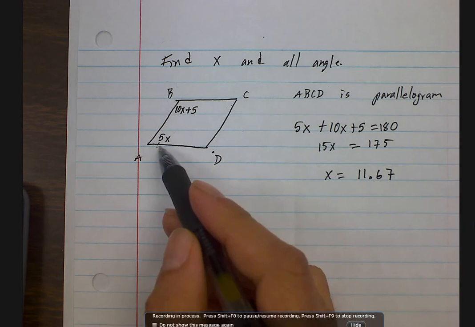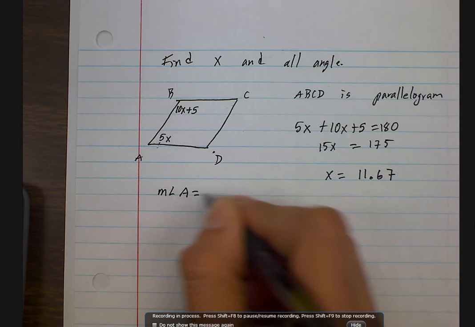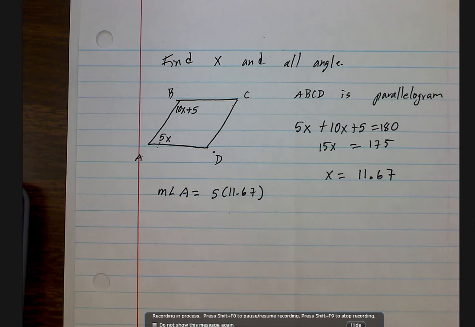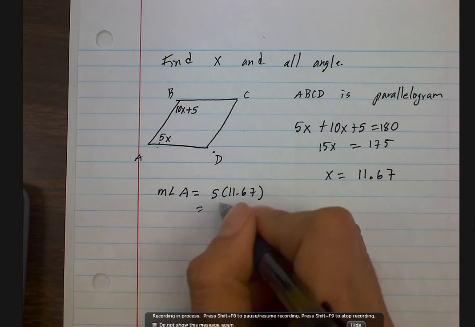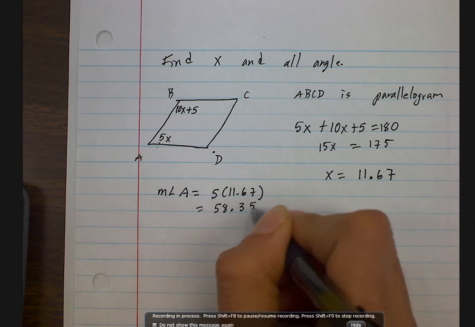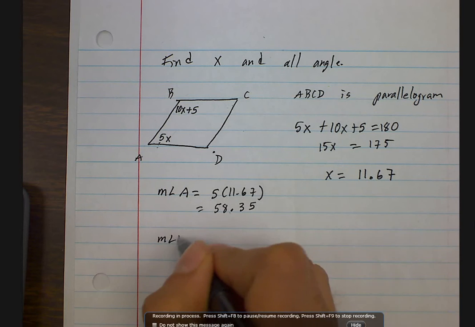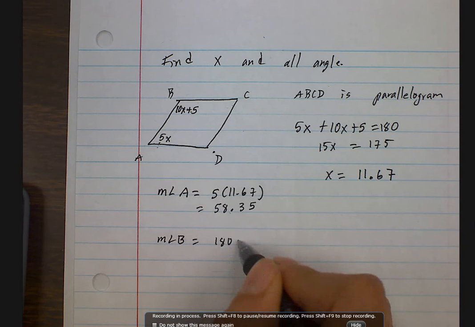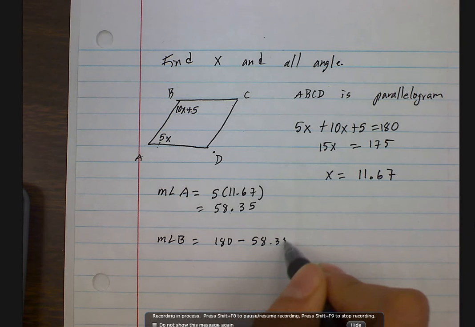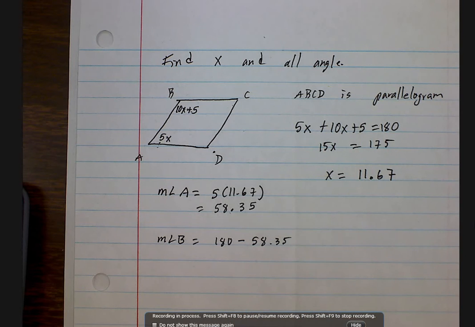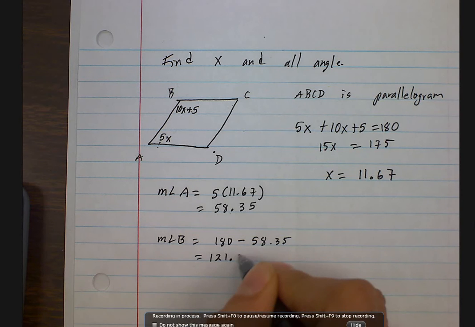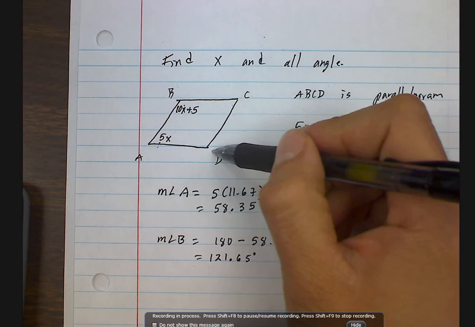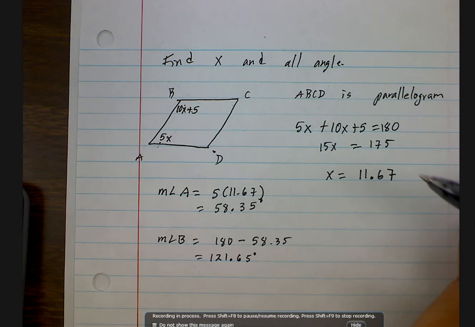Now, if you want to find the angle, all you have to do is plug it in. Measure of angle A is equal to 5 times 11.67, which gives 58.35. Then for measure of angle B, since we know these two add up to 180, all I have to do is 180 minus 58.35, and I get 121.65 degrees. Now, if this is 121.65, then angle D is 121.65, and so on. Now let's look at a different one.